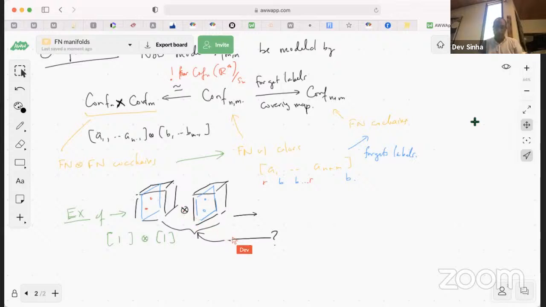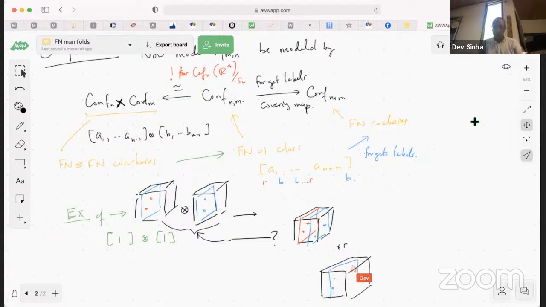Well, you can immediately come up with a couple of pictures. I could have, not surprisingly, my red points that share a coordinate and my blue points that share a coordinate, and that would project down. Or I could also have my blue points come first, and then my red points after them.